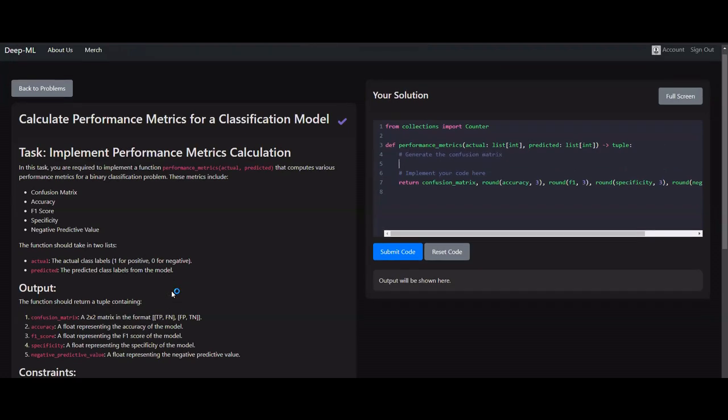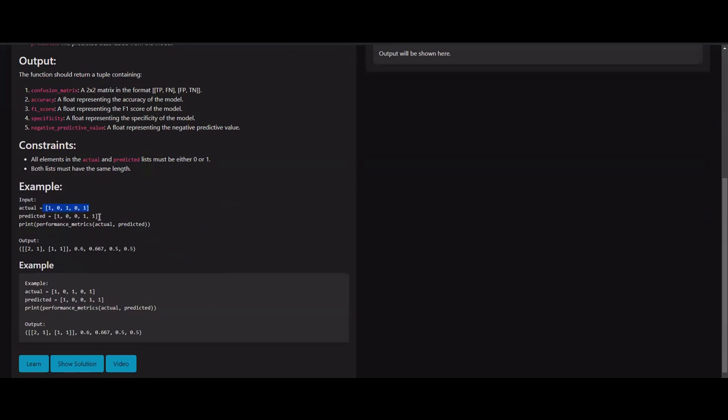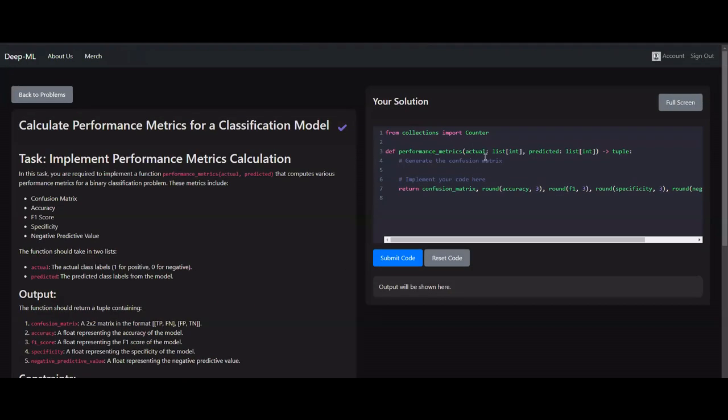If you look at the input, the way it's formatted is somewhat different from the previous question. In the previous question, we had a list of lists where every list inside of the big list had 2 elements. Here we just have 2 lists by themselves. And so we can't generate the confusion matrix in the exact same way as before. But we can circumvent that by doing the following.